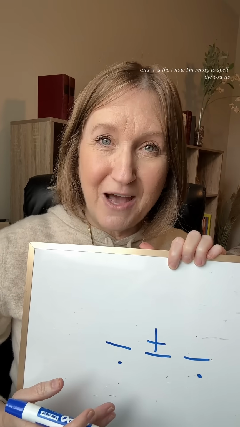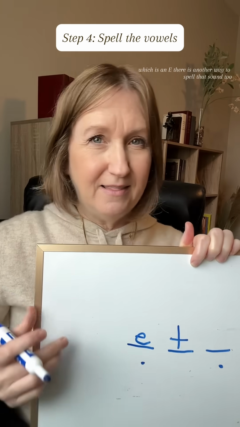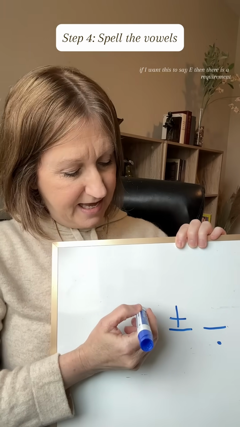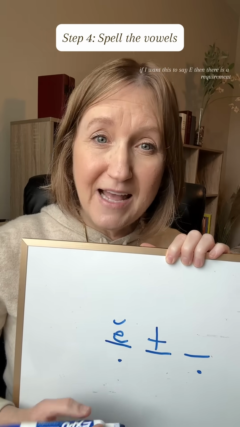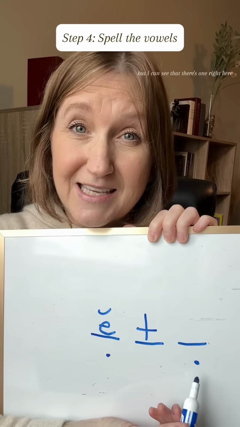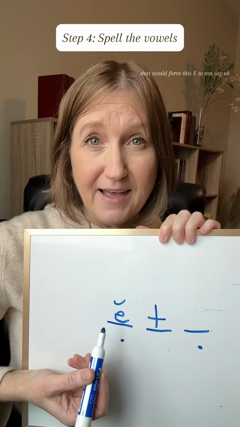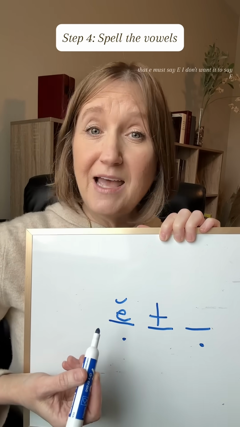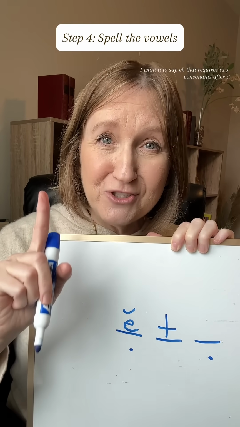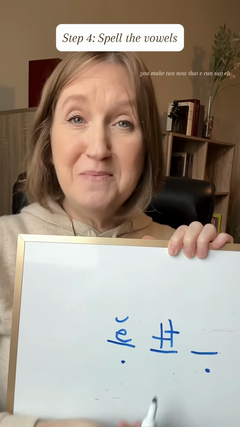Now I'm ready to spell the vowels. For the first vowel sound, I'm going to start with the most common spelling, which is an E. There is another way to spell that sound too, but we're going to start with the most common spelling. If I want this to say its short sound, then there is a requirement. There cannot be another vowel in the next one or two spots, but I can see that there's one right here. That would force this E to not say its short sound. If there's a vowel in the next one or two spots, that E must say its long sound. I don't want it to say that. I want it to say its short sound. That requires two consonants after it. If there's not two, you make two.